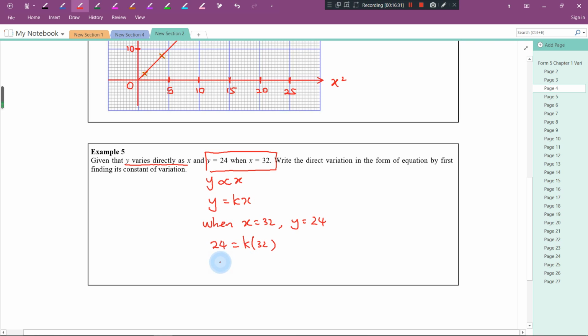So if you want to find the k, it's very easy. You just take 24 divided by 32. You can use a calculator, or you can just simplify it this way. Divided by 4, divided by 4.